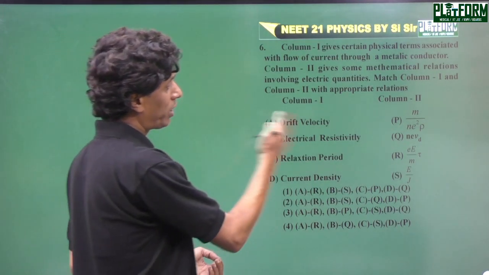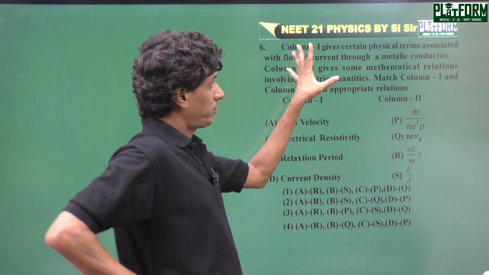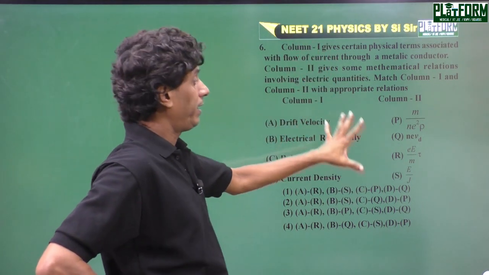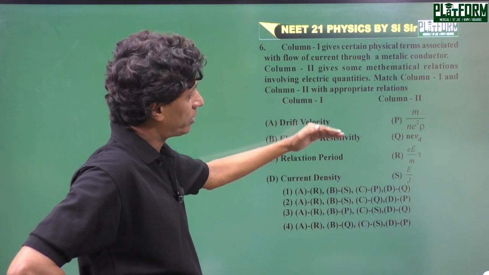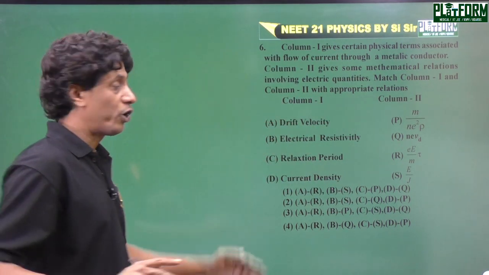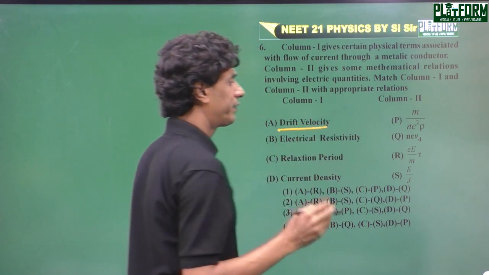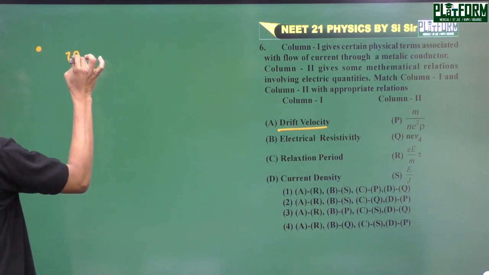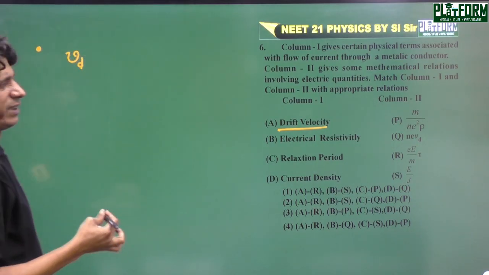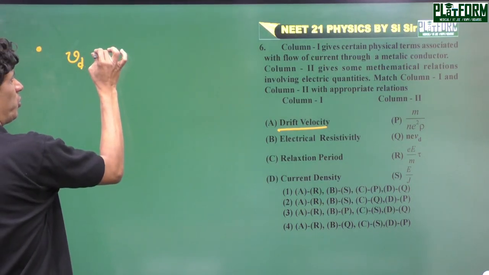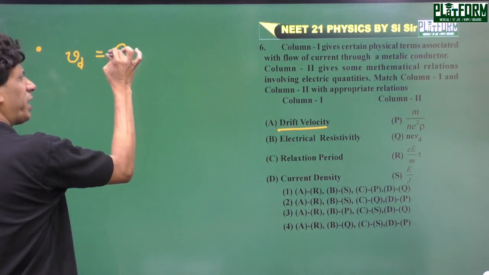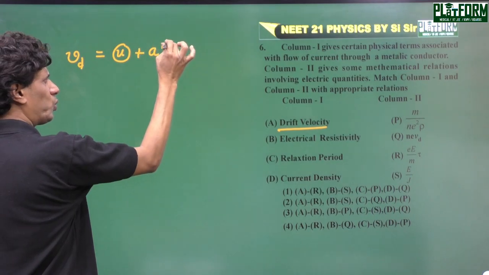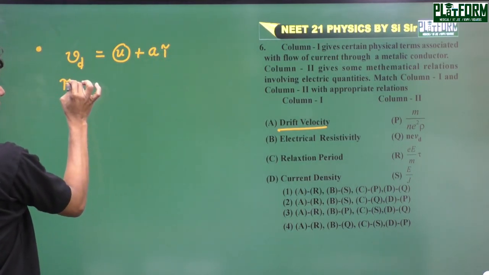It is column 1 and column 2, which we have to match. Questions are taken from current electricity, and the very basic knowledge of current electricity. First of all, drift velocity. It is actually the mean velocity of electrons, a into tau.